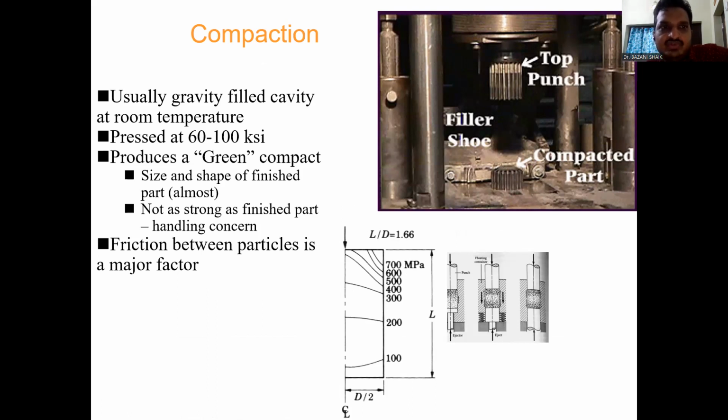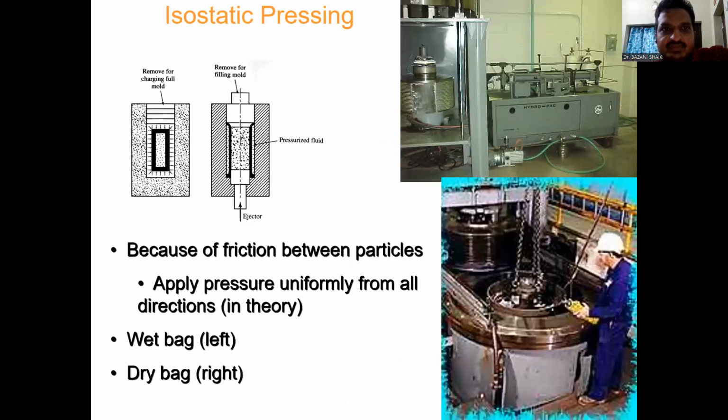Compaction usually involves gravity filling of the die cavity at room temperature. It produces a green compact, almost the size and shape of the finished part. It's not as strong as the finished part, so handling is a concern. And coming to friction between particles, as measured, these are the megapascals in the mold, maximum 100 megapascals. This shows a clear picture of the compaction with respect to different dimensions, length or diameter.